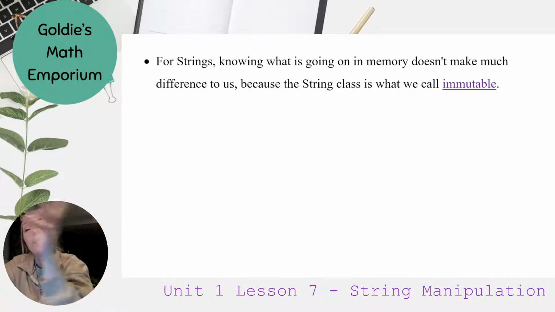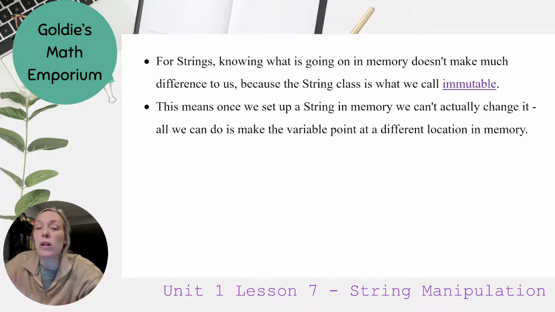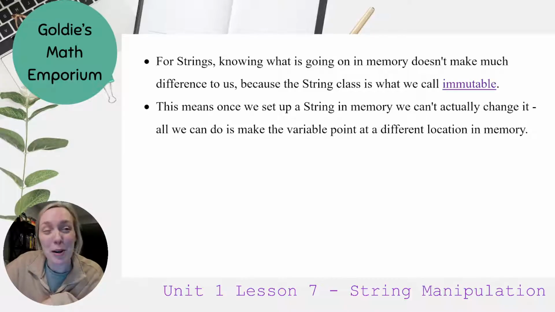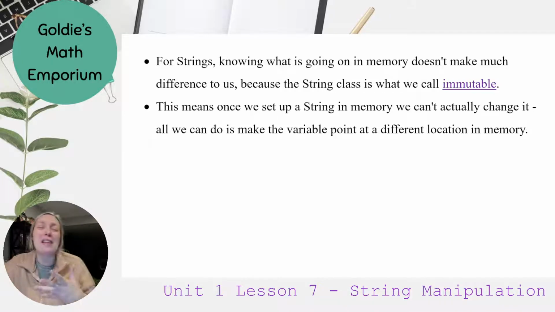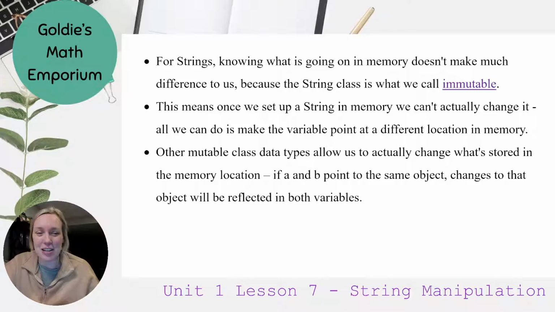Strings are also what we call immutable, which means once a string is set up in memory, we don't actually change it. All we do is if we make any changes to the variable, to the reference, we actually end up just pointing to a different location in memory. Okay, strings are immutable in that way, and that's really Java's built-in way to make strings more secure.